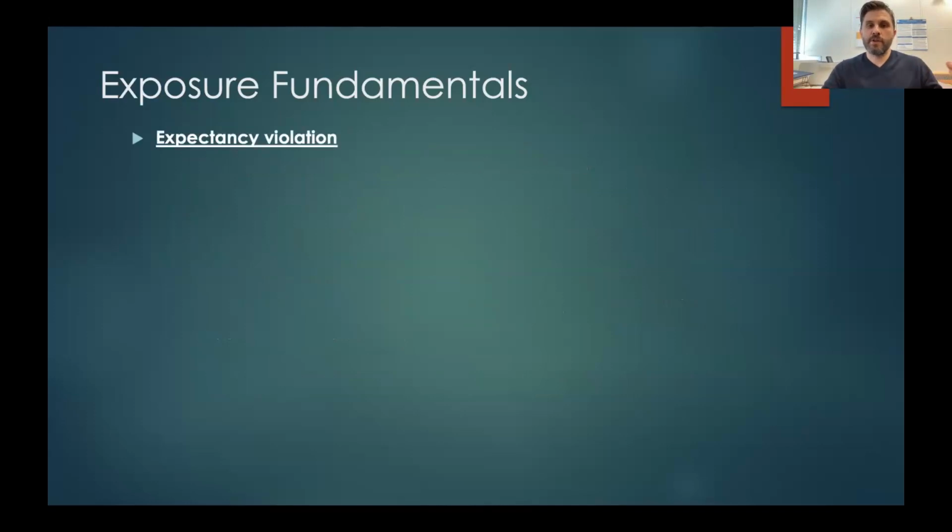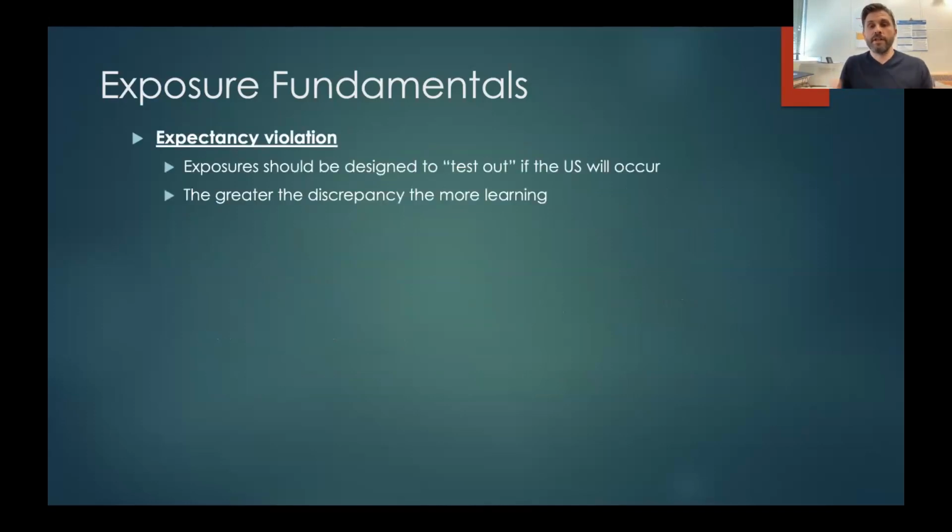So a key to exposure, and one of the fundamentals, is targeting what we're calling expectancy violation. This is the idea, like we said before, that associative change and associative learning operates via error correction. So exposure should be designed to test out if the US is going to occur. And that's the term we use with clients, rather than saying expectancy violation or error correction, or being really jargony. We want to test out if the negative outcome is going to occur. And theoretically and technically speaking, the greater the discrepancy, the more they're predicting that the bad thing is going to happen, when it doesn't, the more learning that occurs. So we try and maximize that expectancy, which we've talked about in some of our writings, that the US is going to occur, because that's going to be a more powerful exposure.